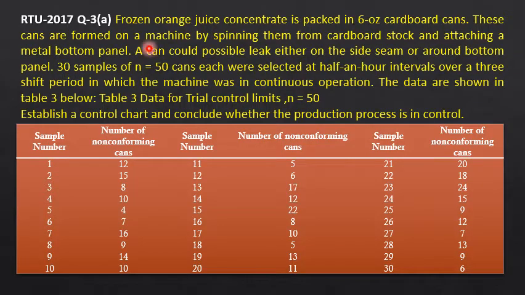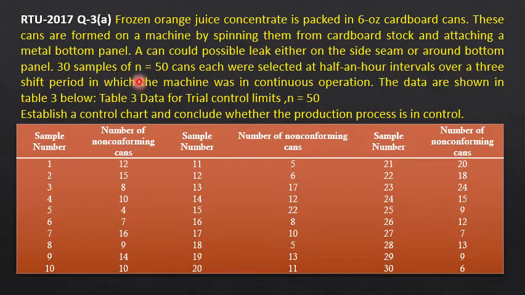The given question is like this: a frozen orange juice concentrate is packed in 6 ounce cardboard cans. These cans are formed on a machine by spinning them from cardboard stock and attaching a metal bottom panel. A can could possibly leak either on the side seam or around the bottom panel.